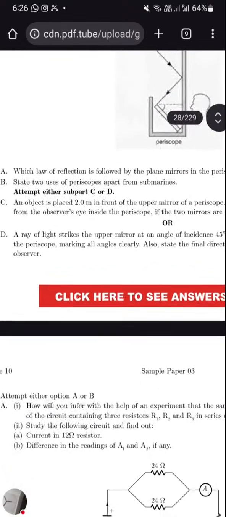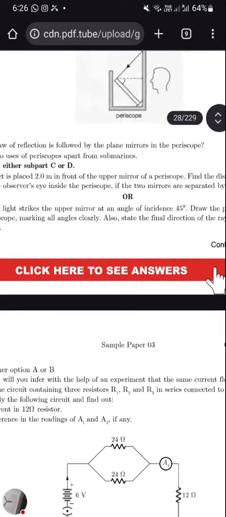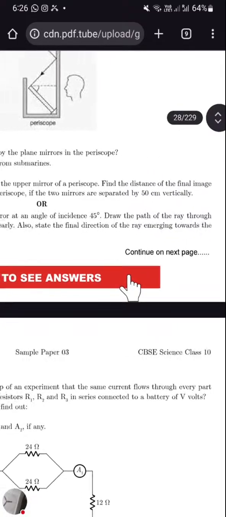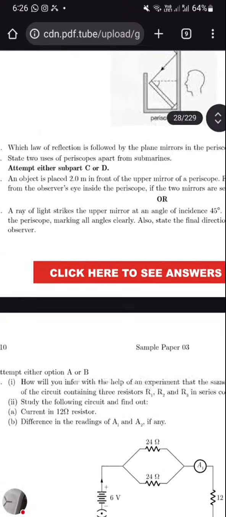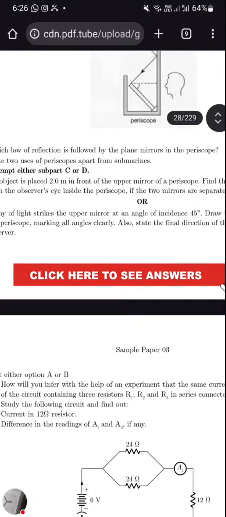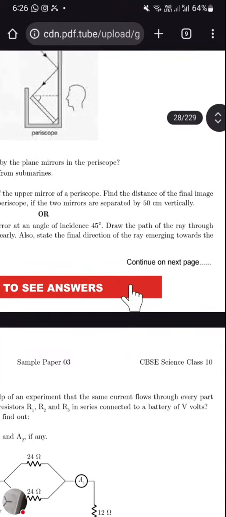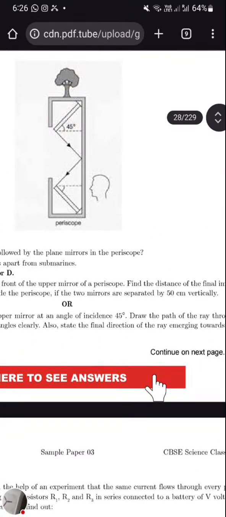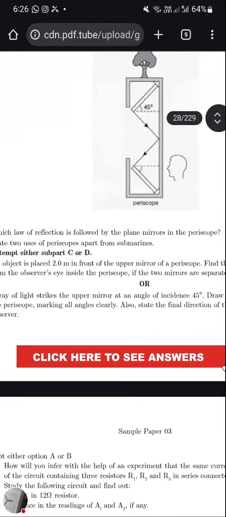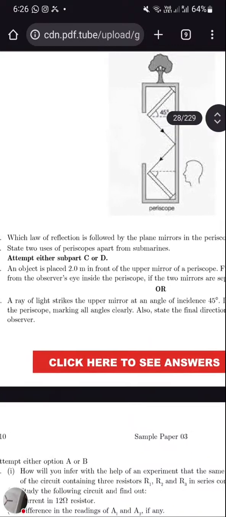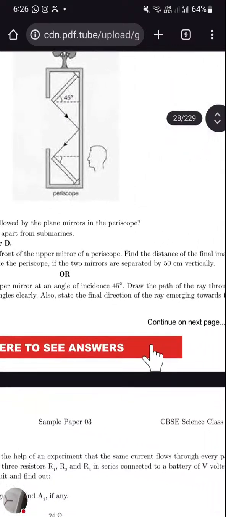Next, an object is placed 2 meter in front of the upper mirror of a periscope. Find the distance of the final image from the observer's eye inside the periscope if the two mirrors are separated by 40 centimeter vertically. So the two mirrors are at a distance of 50 centimeter. An object is placed at a distance of 2 meter, so object distance is 2. Image distance is 50.